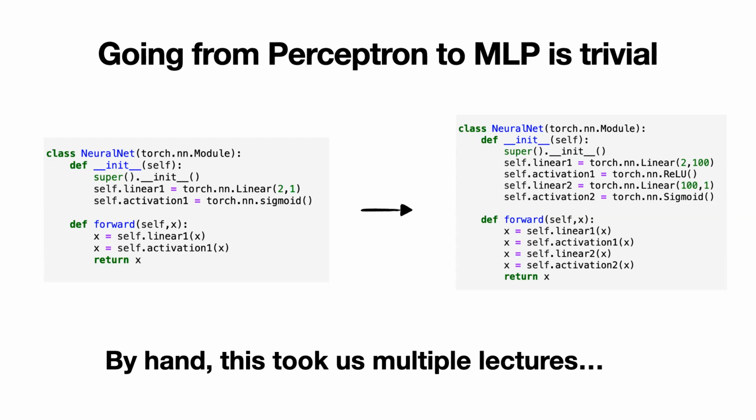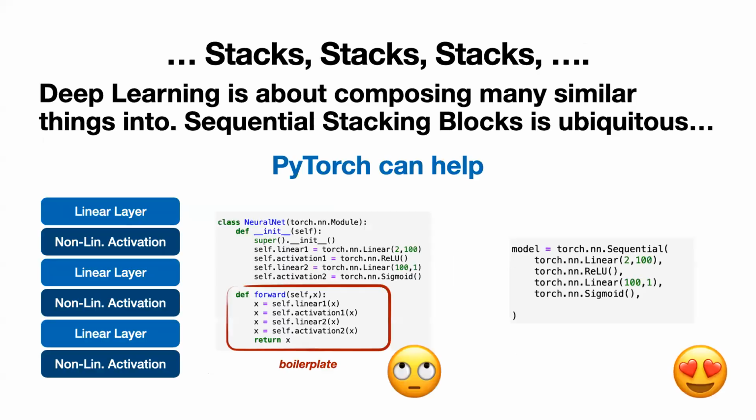One of the things in the exercise was to extend this to multiple hidden nodes. I don't know how many people managed to do it, but it was already painful. And here it's just a matter of, if you want 100 hidden nodes, you write this. If you want 1,000 hidden nodes, you write that. So it's trivial. Instead of going through multiple lectures of deep learning, you can just do this by changing one line.